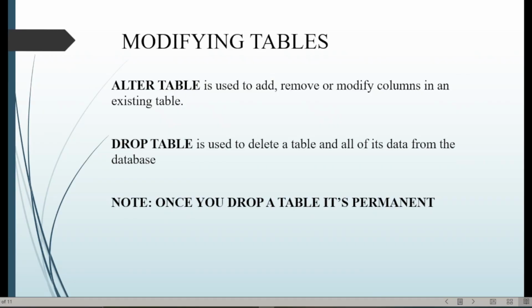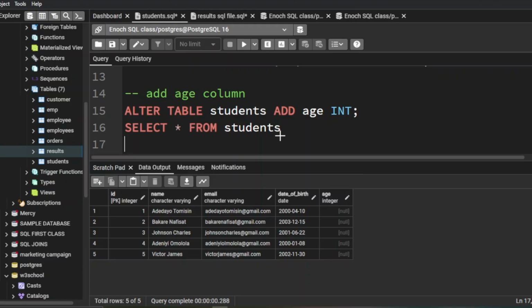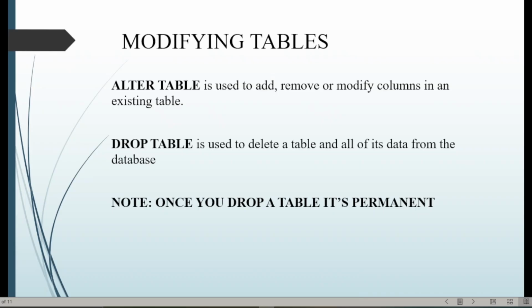So this is a perfect example. We've been able to add an age column using the alter command. So let's also say you remember, okay, we added age. Let's say we want to remove this email. We want to remove the email column. Okay, before we go into that, let's look at the drop table.